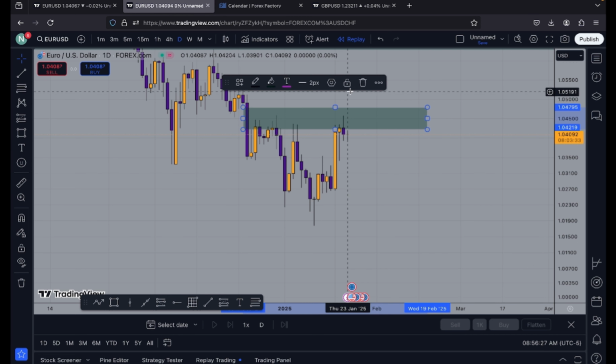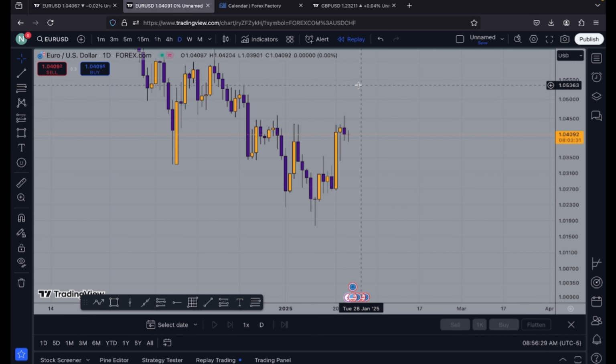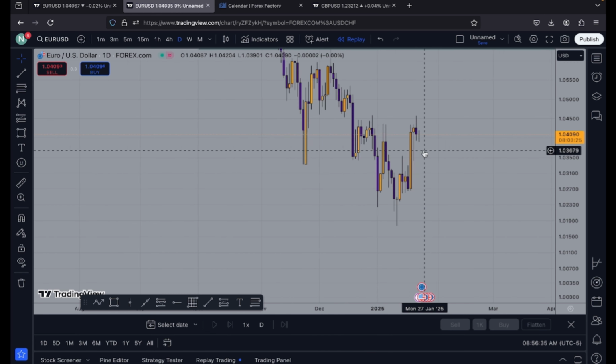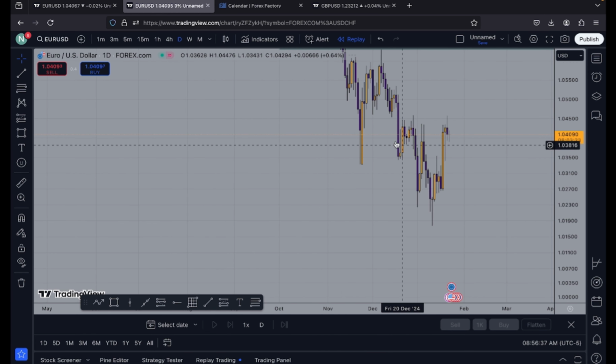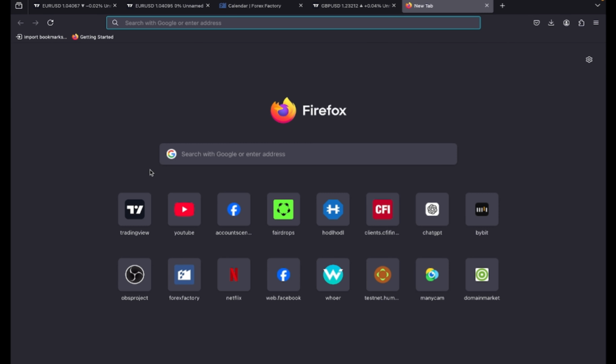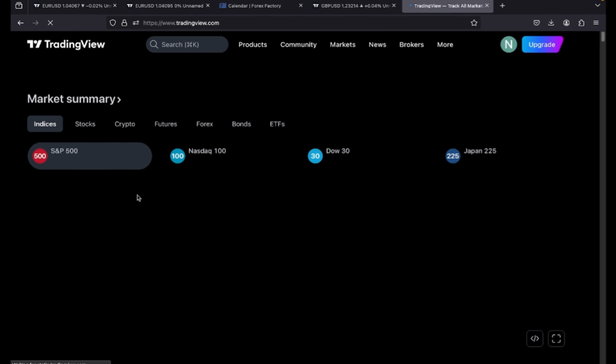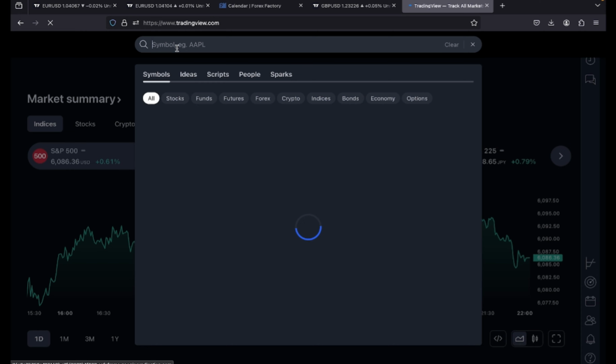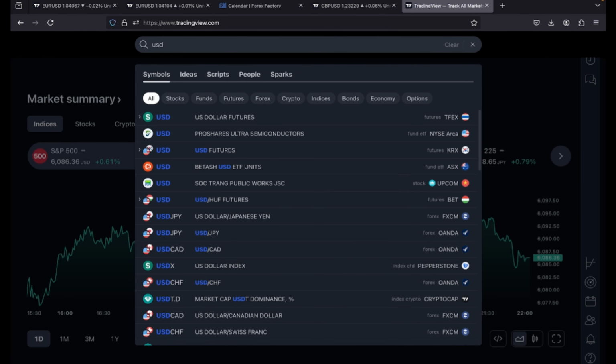So what is a bearish fair value gap? A bearish fair value gap is a fair value gap formed to support a downtrend. That is a bearish fair value gap. While a bullish fair value gap is a fair value gap formed to support a bullish trend. Now let's look at USD CAD.